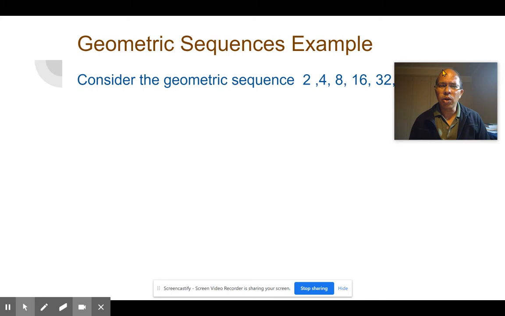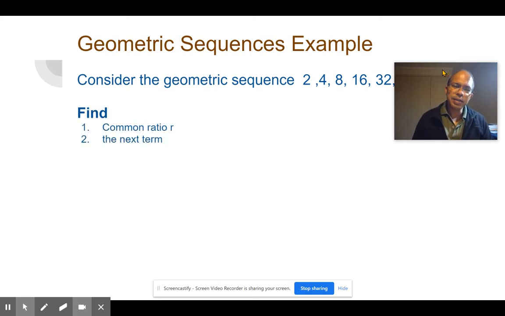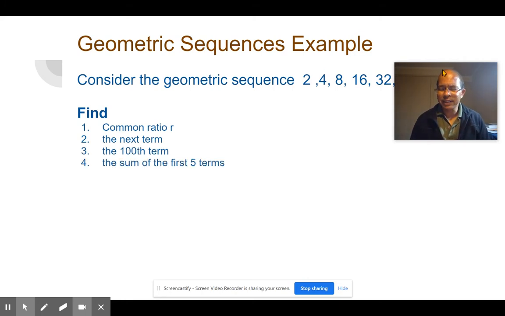Consider the example of the geometric sequence 2, 4, 8, 16, 32. Find the common ratio. Use the expression to do that. You also have to find the next term, the 100th term, and the sum of the first 5 terms.